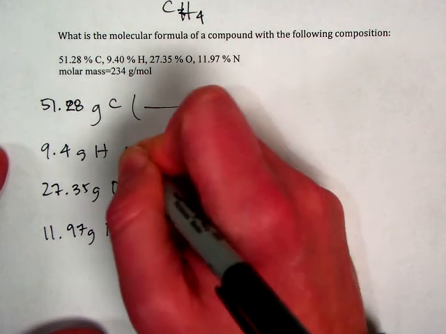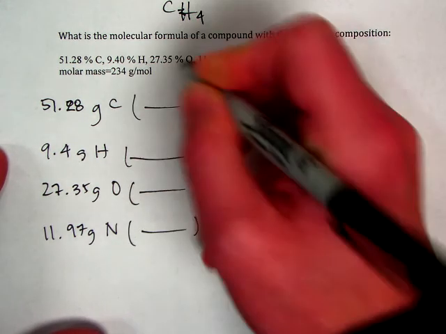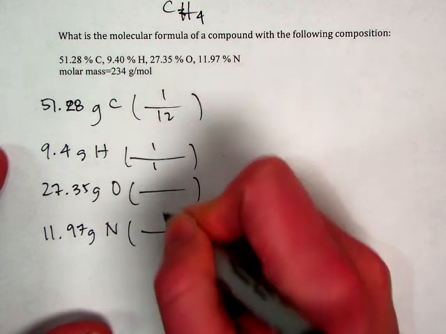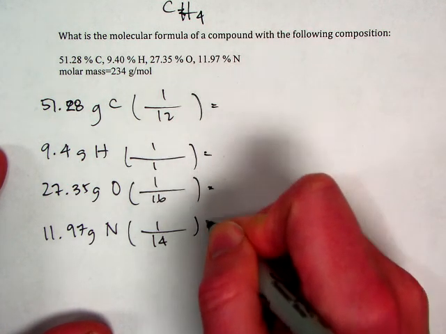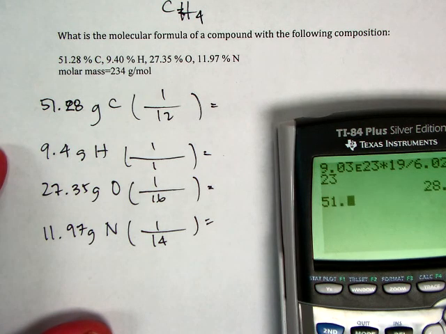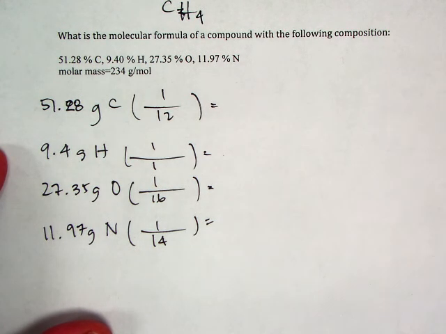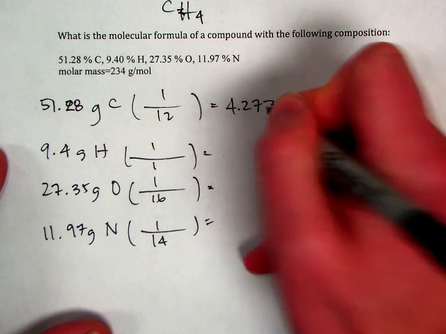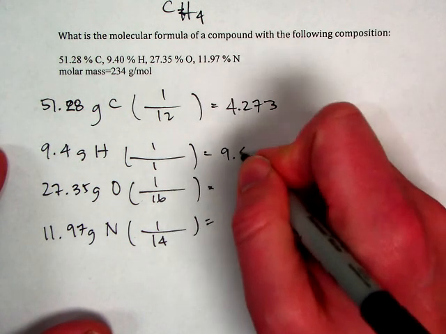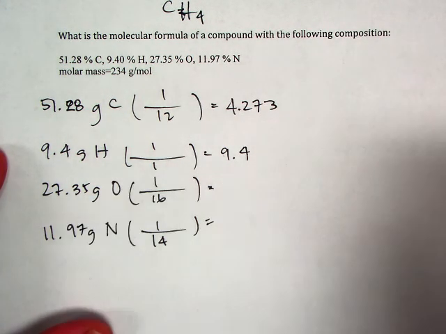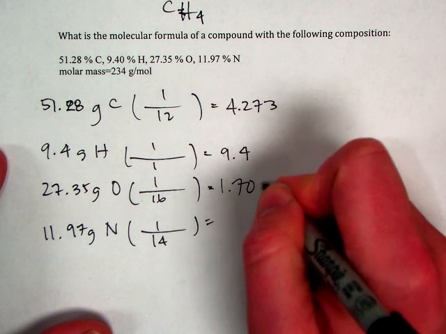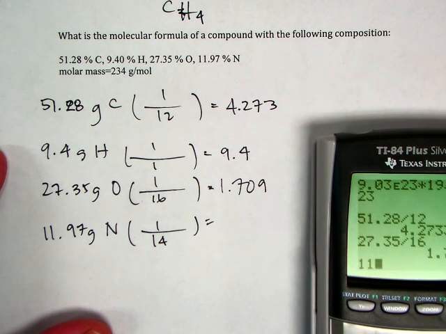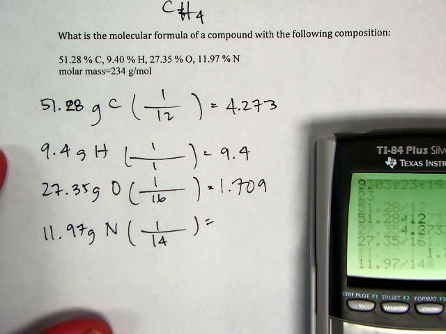Then convert them all into moles by dividing by molar mass. So carbon is 12, hydrogen is 1, oxygen is 16, and nitrogen is 14. And you're going to get 4 decimals in this case. So 51.28 divided by 12 equals 4.273. And then this is obviously going to be 9.4. And then for oxygen, 27.35 divided by 16 equals 1.709. And then for nitrogen, 11.97 divided by 14 equals 0.855.